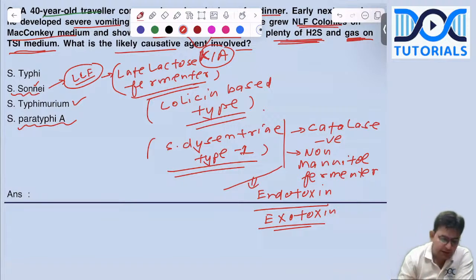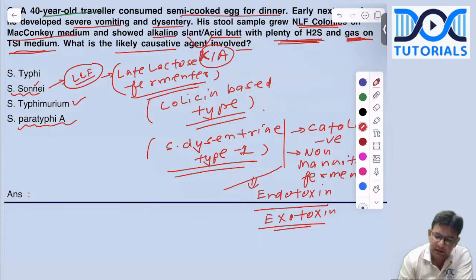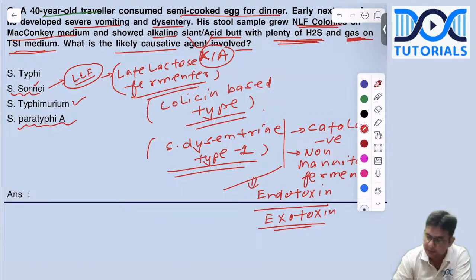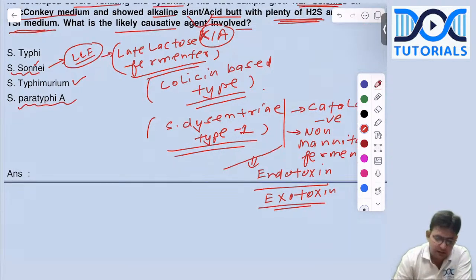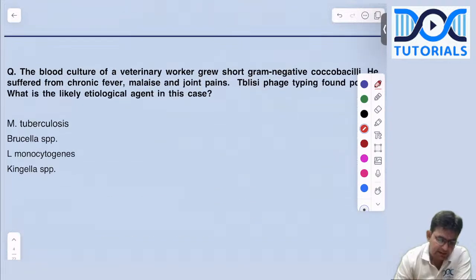Is it fine? So that is Shigella sonnei, and I hope you must now have got the answer to this particular question: typhimurium. And I have told you the reasons. Now coming to the second one.